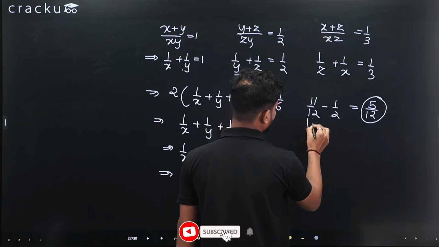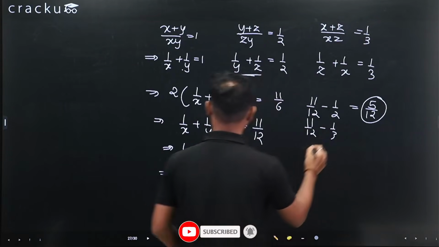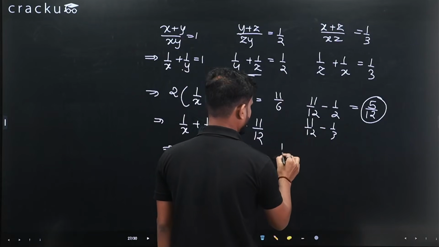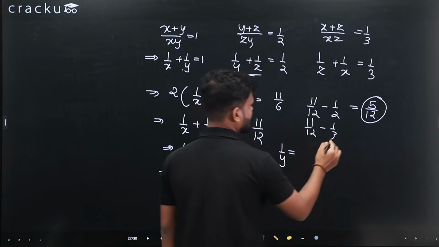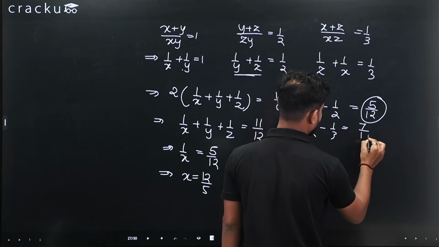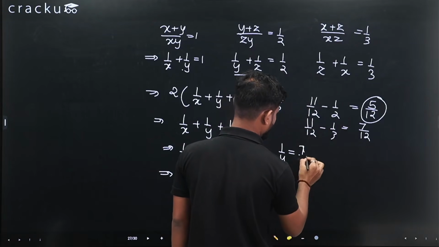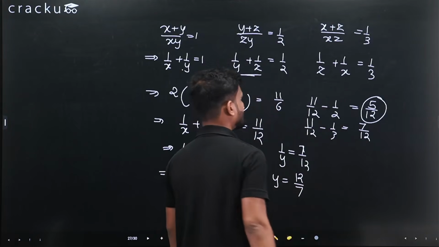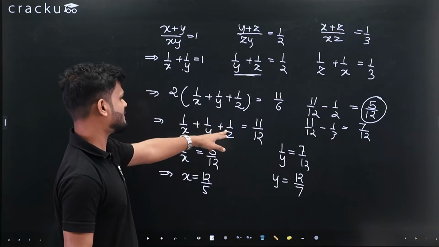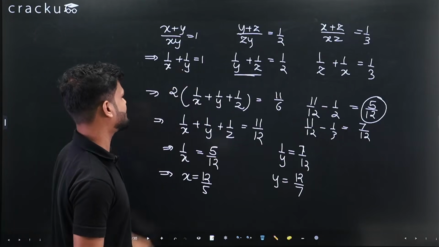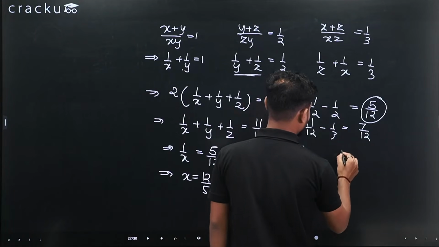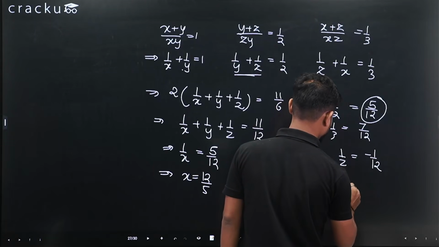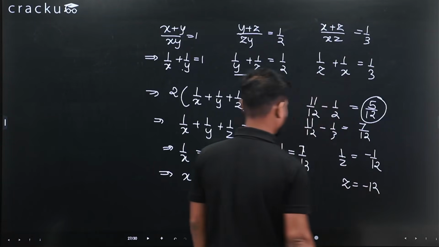So 11 by 12 minus 1 by 3. So what will get cancelled? 1 by x and 1 by z. You will get 1 by y. 1 by y will be equal to what? This is nothing but 7 upon 12. From here y you will get 12 by 7. Now from 1 by x plus 1 by y plus 1 by z, subtract this one, 1 by x plus 1 by y. If you subtract this, you will get 1 by z equal to minus 1 by 12 or z is equal to minus 12.